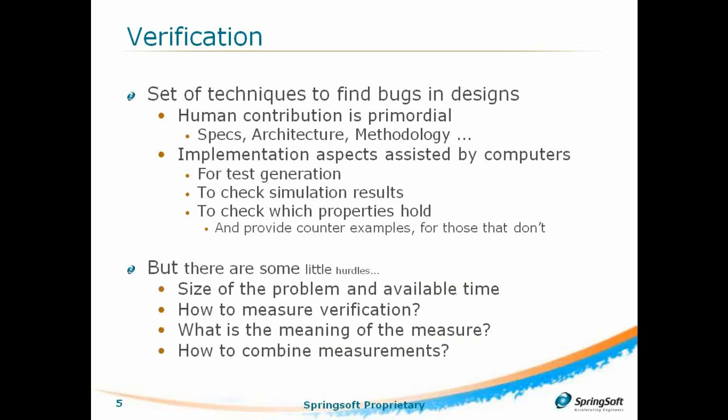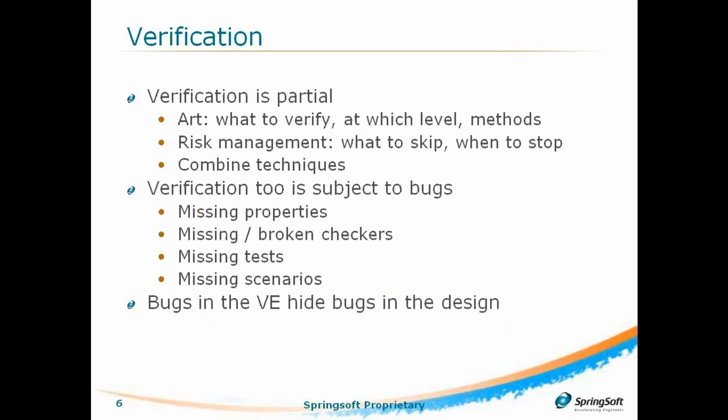The first hurdle is that the size of the problem and the available time are usually not matching. And the other question is, how do you measure verification? And I think Harry Foster this morning mentioned it very clearly: if you can't measure something, you cannot improve it, you cannot act on it. So clearly measuring the quality of the verification is a key aspect. The second aspect, I would say, is that it's nice to be able to measure something, but what is the meaning of that measurement? If you don't know the meaning of the measurement, then maybe you are not measuring the right things. And then, how to combine the different measurements.